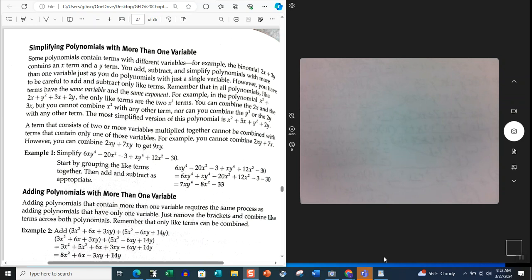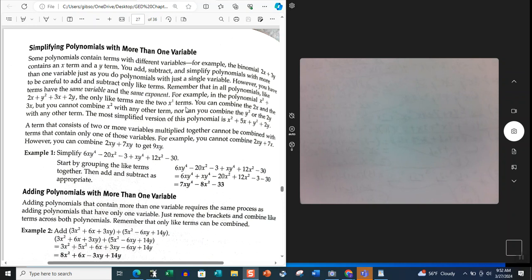Now they got x to the first, but we know when there's no exponent shown on the variable, it's assumed to be a 1. So that's why they put x to the 1 term. You can combine the 2x and the 3x, but you cannot combine x squared with any other term, nor can you combine the y squared or the 2y with any other term. The most simplified version of the polynomial is x squared plus 5x plus y squared plus 2y.